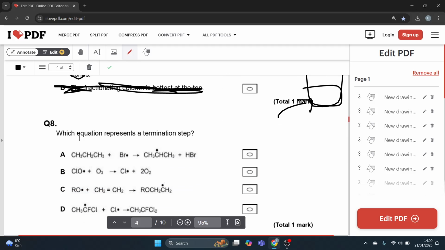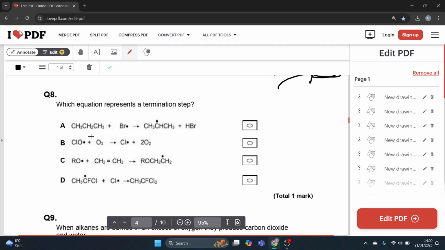Question 8. Which equation represents a termination step? I'm going from termination, initiation, termination. So I'm looking for two free radicals coming together to form a covalent bond. So this one's propagation, this one's also propagation, that one's also propagation. Therefore, the answer must be D, termination.